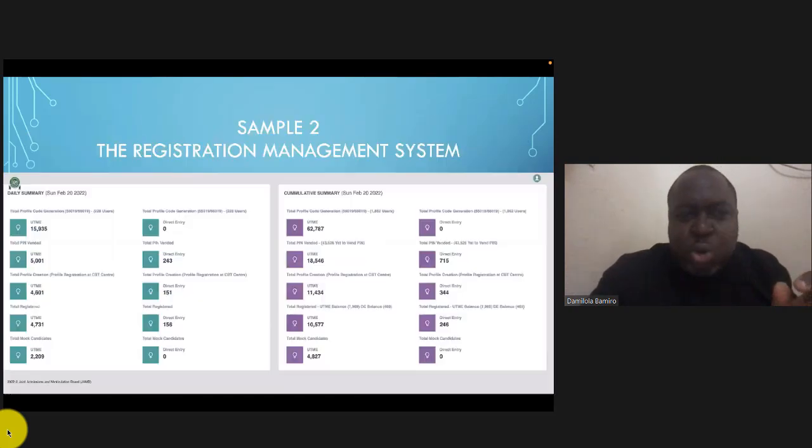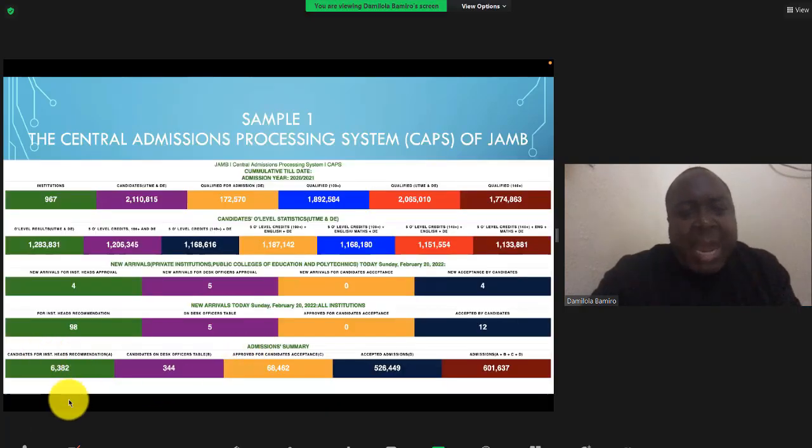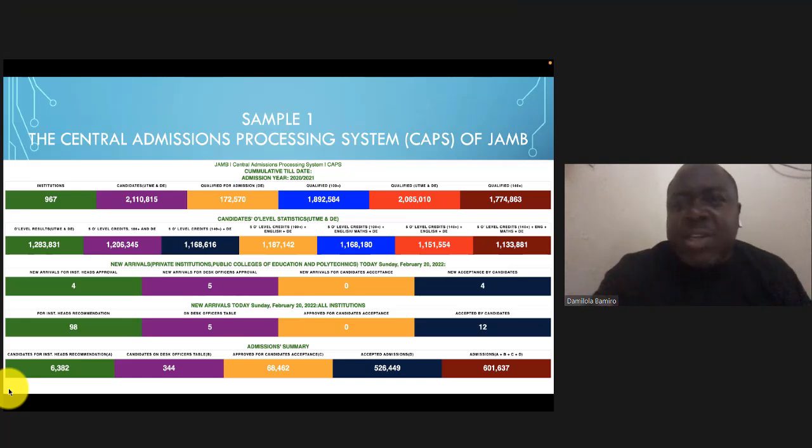So just to show you what's behind some of the dashboards that we see today. Admission summary. These are just analysis and alerts. Here, if something is going wrong, if we're not reaching a certain level at a certain time, it sends message notifications to the registrar or whoever is in charge.